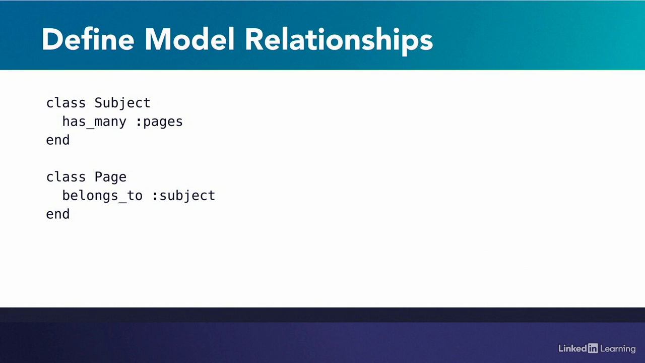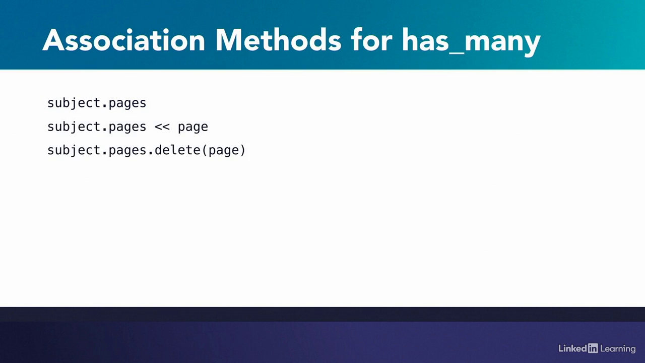Once you've defined those relationships, Rails loads in a lot of behaviors that make it easy to work with them. For example, you can call subject.pages to get a list of all of the pages that belong to a subject. Or you can use the append operator to add a new page onto that list of pages. You can use delete to delete a page from the set. You can call pages.empty to find out if it's an empty set, or pages.size to find out how many are in there. These are just a few of the many behaviors that get added automatically.